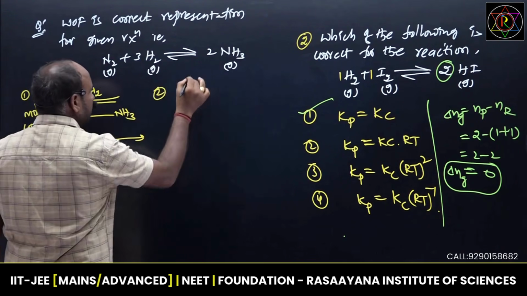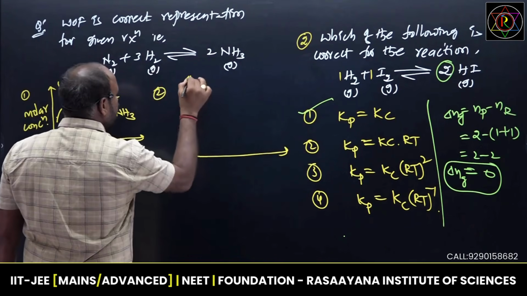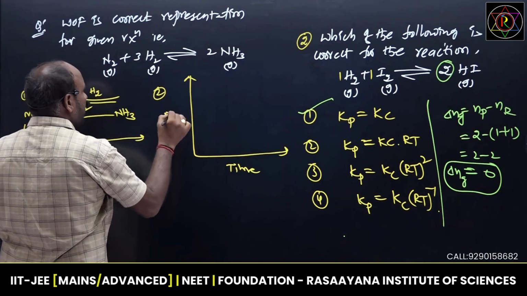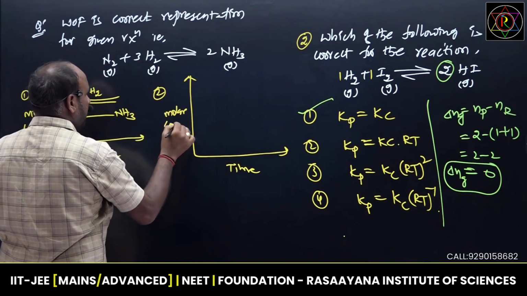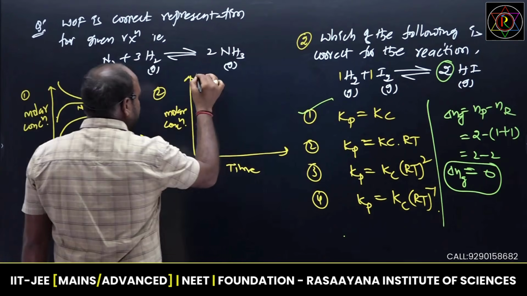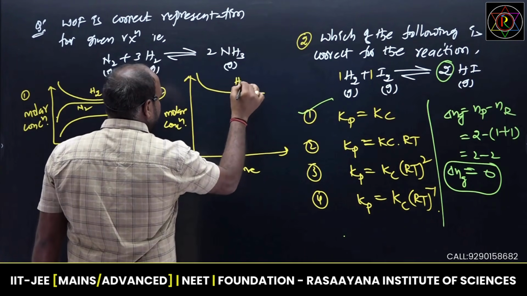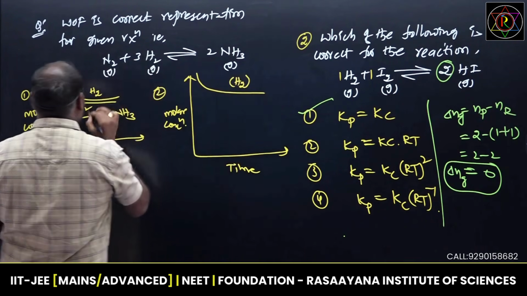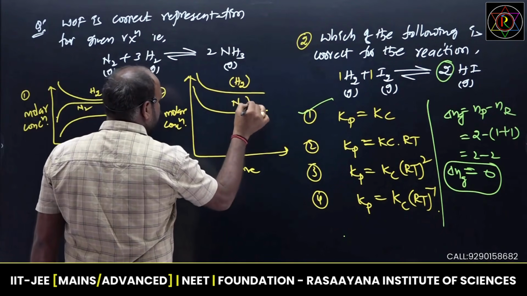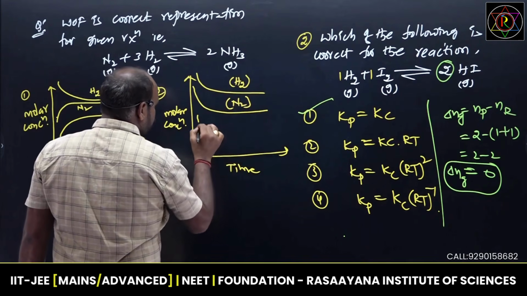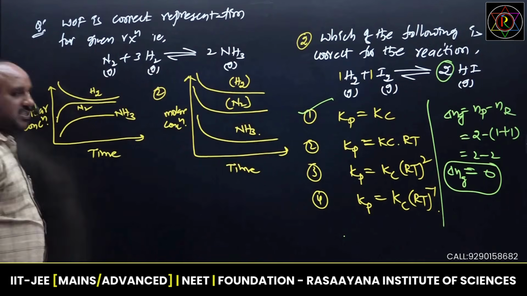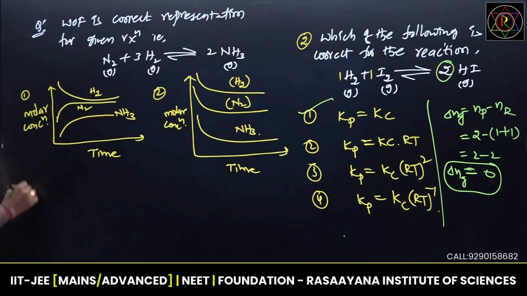Then the second one, time versus molar concentration. Here the concentration of H2 will decrease, then the concentration of N2 also decreases, then the concentration of ammonia also decreases. So all the concentrations will decrease. That is the second one.